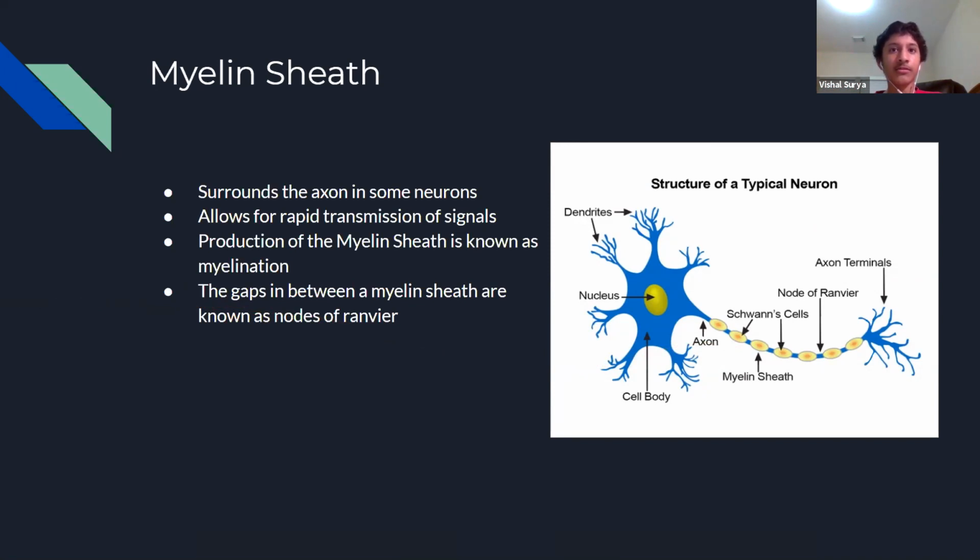What do Schwann cells do? So Schwann cells, as I just said, make the myelin, and this myelin can later on help the nervous system get faster. So yeah, great questions.